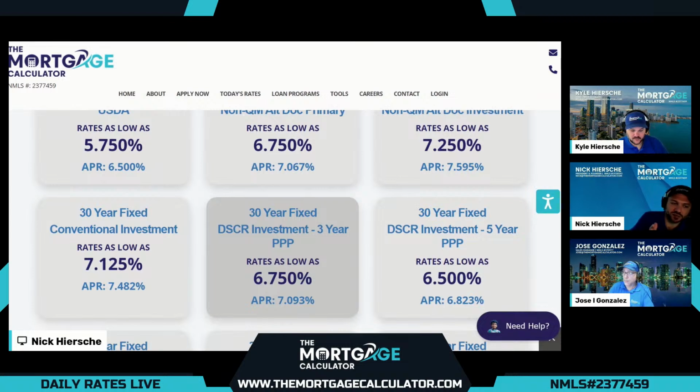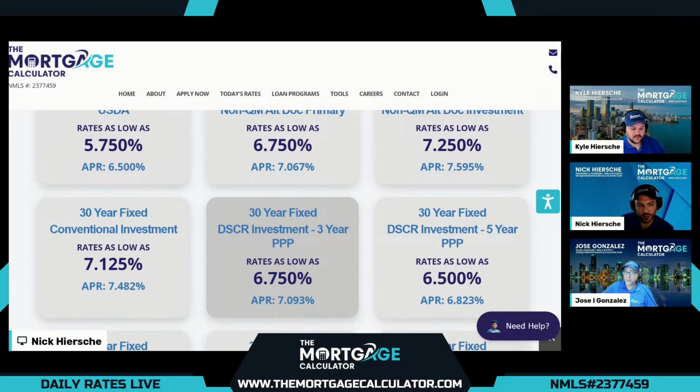DSCR stands for debt service coverage ratio, no income, no employment needed. Simply use the estimated rents on the appraisal to determine a DSCR ratio. If the estimated rents can cover the expenses, aka the property will cash flow, that's a ratio of 1 or higher, which is preferred. For all these demos, I put a ratio of 1.5 so we can see all our programs.